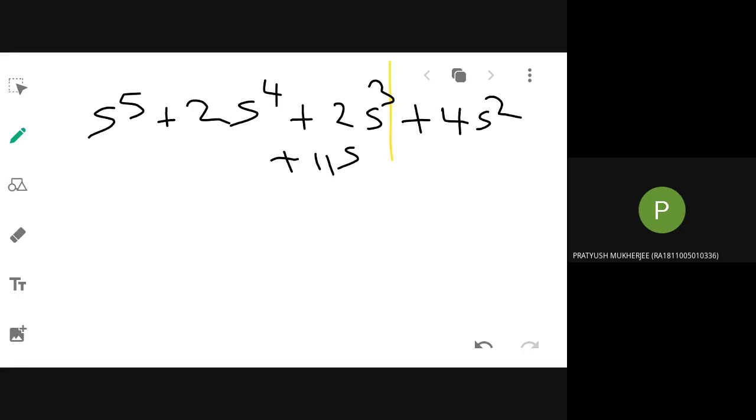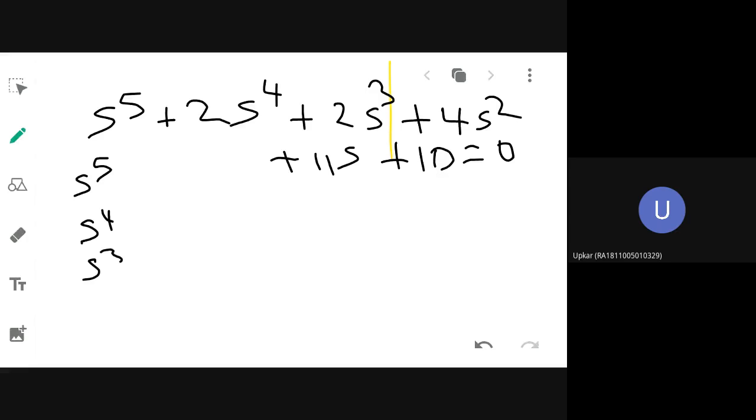Constant? There was some constant, no? 10, 10 constant now. 10 plus 10. Okay, now form the Routh array: s to the power 5, s to the power 4, s to the power 3, s to the power 2, s to the power 1, s to the power 0.